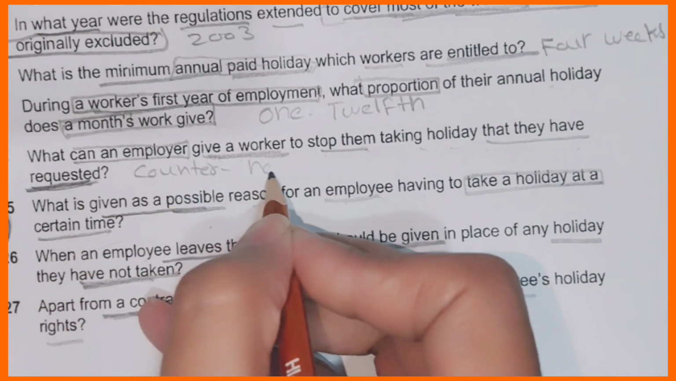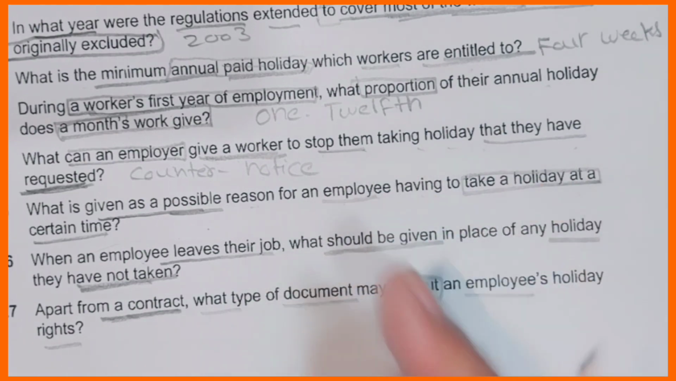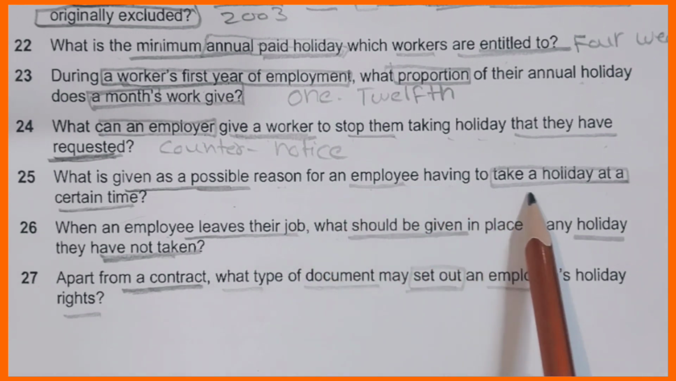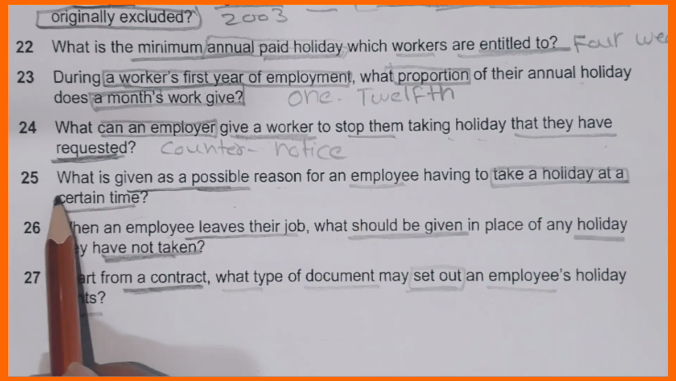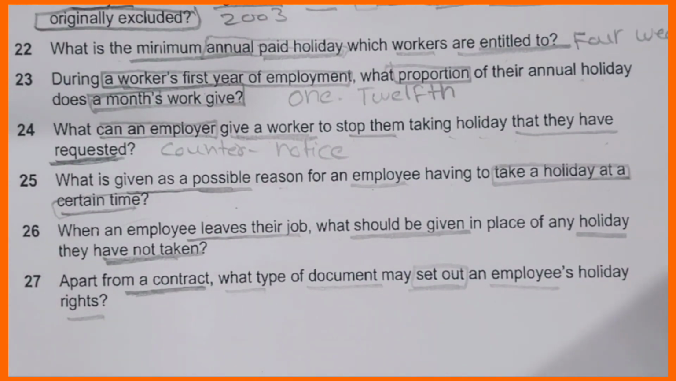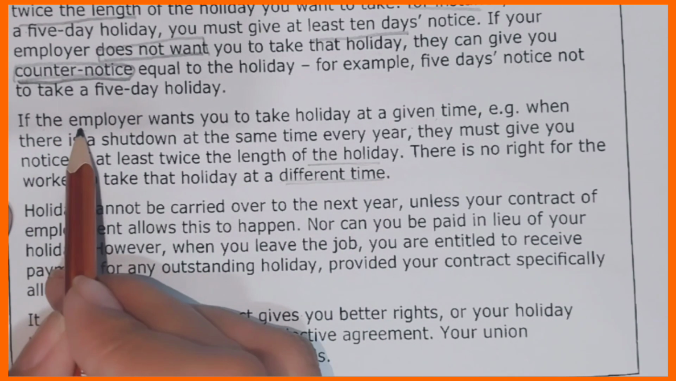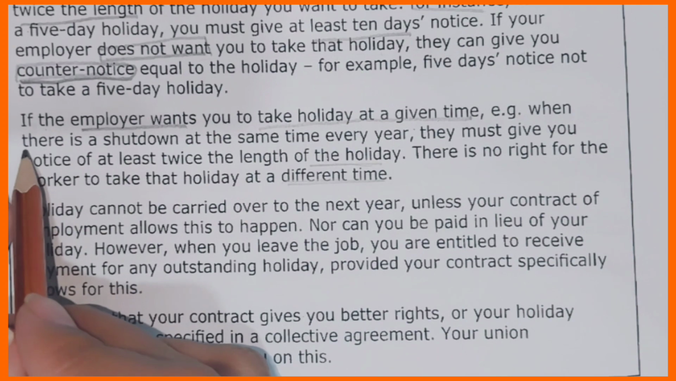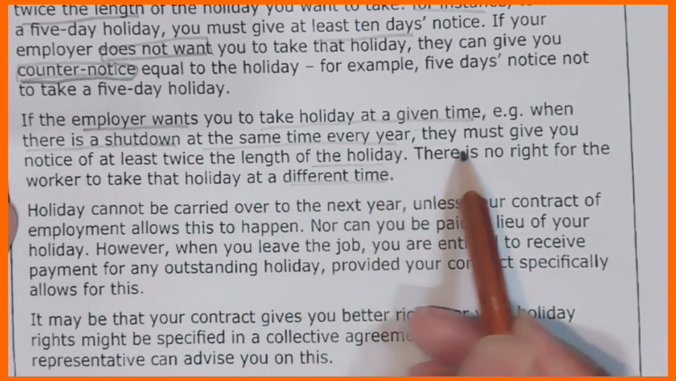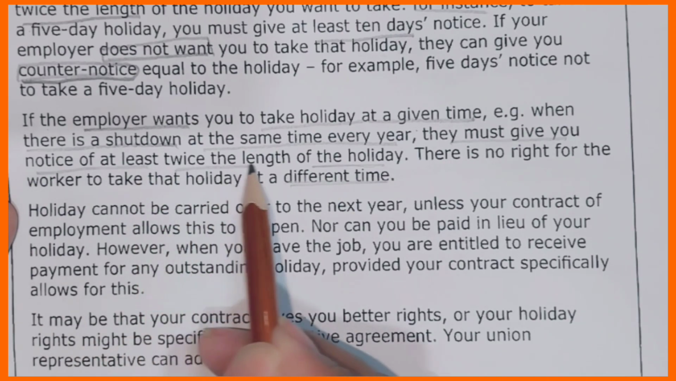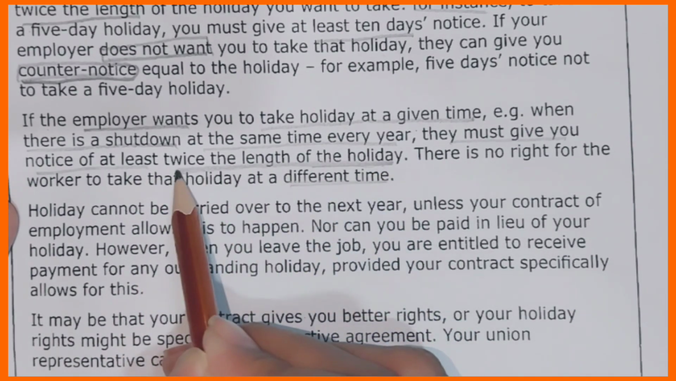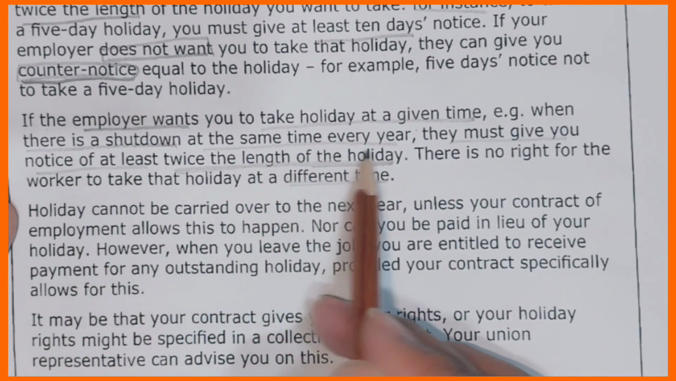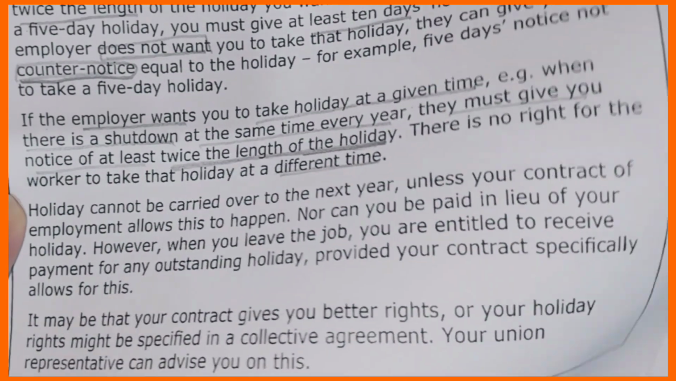Counter notice. Go only for the necessary details. Don't go for unnecessary details in the reading. What is given as a possible reason for an employer requiring a worker to take a holiday at a certain time? So what is given as a possible reason? If the employer wants you to take a holiday at a given time, always read in chunks, not word by word. When there is a shutdown at the same time every year, they must give you notice for at least twice the length of the holiday. So if the employer wants you to take a holiday at a given time, for example, when there is a shutdown at the same time every year, they must give you notice for at least twice the length of the holiday.